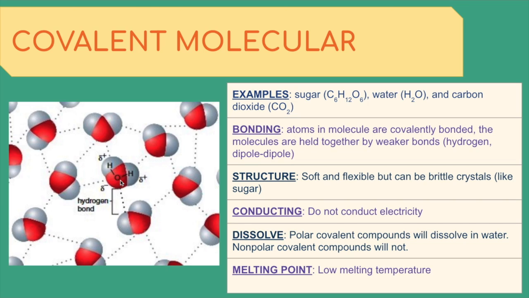Okay, but what is unique about these covalent molecular structures is that the individual molecules are actually held together by these weak forces. Okay, so you can see these dotted lines between the different molecules. It's showing that there is a weak bond happening between these, and it actually helps to hold them together. Okay, so in this case, it's a hydrogen bond. It could be a dipole.